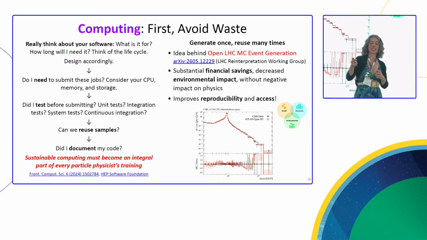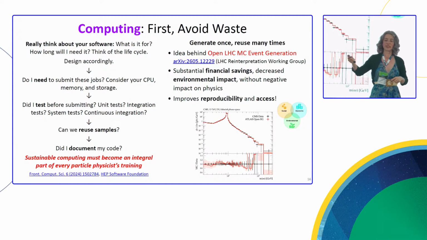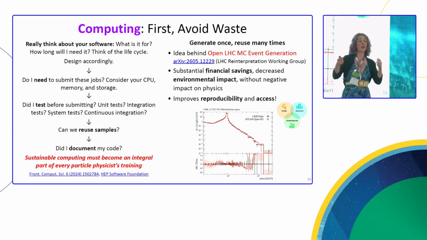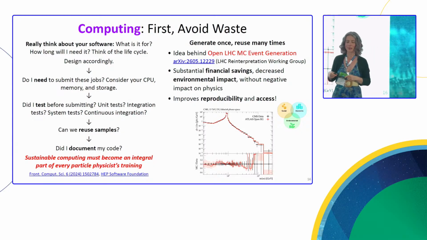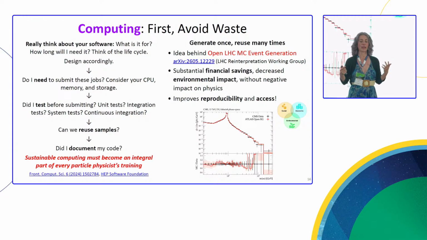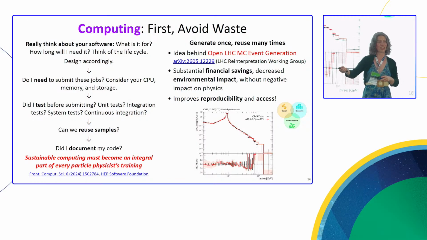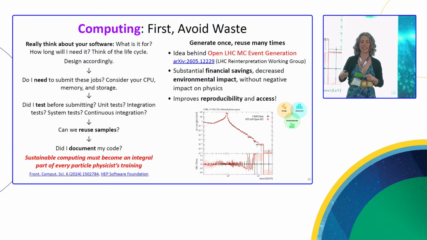So basically, this can save us money because we're not generating more events, we're not using all the resources to do that, and it also decreases environmental impact without an impact on the physics. So you see that this improves reproducibility and access, and touches not just on environmental sustainability, but on the other pillars of sustainability as well.